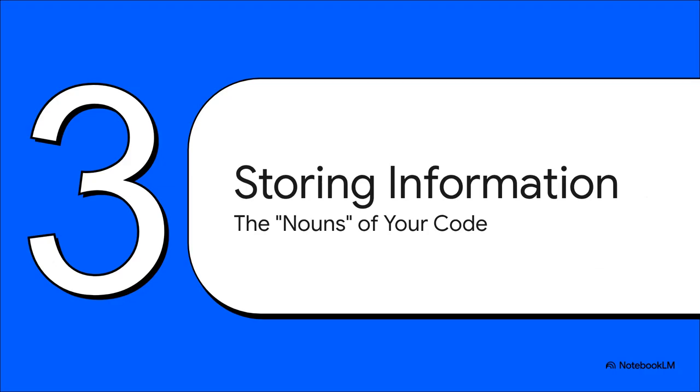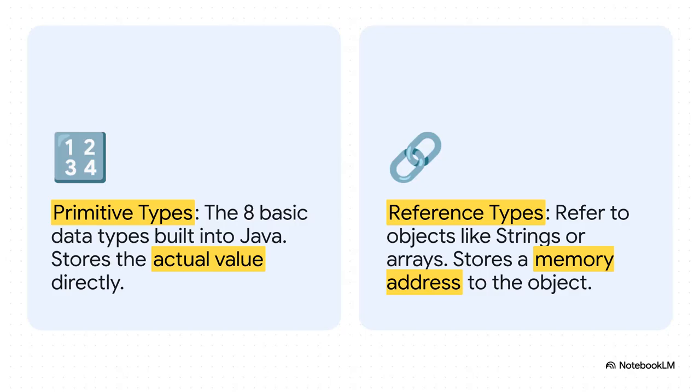Okay, we've got our tools, we've got our alphabet. But how do we actually talk about things in our code? We need nouns. We need ways to represent and store information. And this is where data types and variables come into play. Now, in Java, there are 2 main ways we store data. First, there are the primitive types. These are the simple, basic ones. When you create an integer, for example, the variable holds the number 10, right there. But for more complex stuff, like a piece of text, Java uses reference types. And here's the twist. The variable doesn't hold the text itself. It holds the memory address, basically a pointer, to where the actual text is stored. It's a super important distinction. One holds the thing, the other holds directions to the thing.